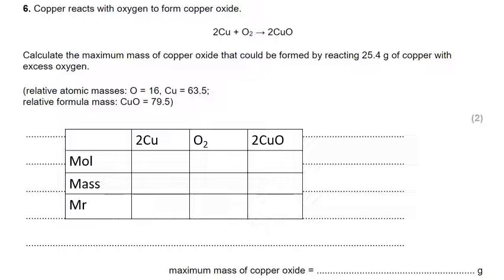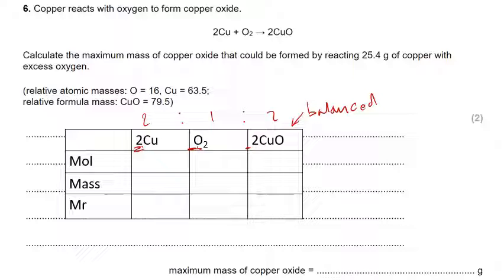So on one side, just put down all the information that you've got: moles, mass, MR, and then put your balanced symbol equation at the top. Ensure that this is balanced, because the mole ratio is something that we use to calculate the mass of another product. So we need to have the correct mole ratios here. Okay, and we've got a mole ratio of 2, 1, 2. So the mole ratio is very important in a balanced symbol equation.